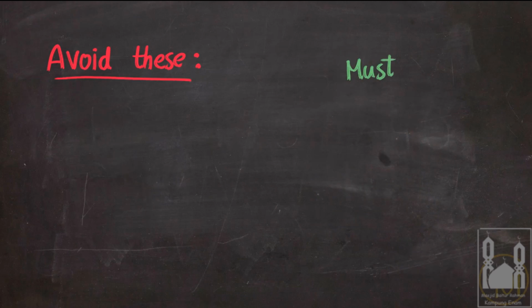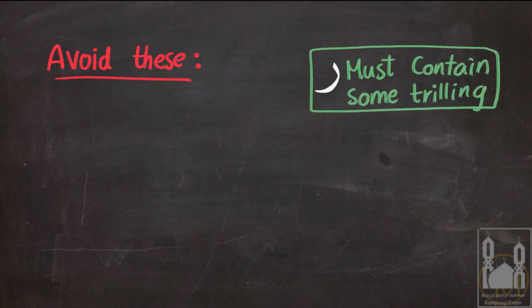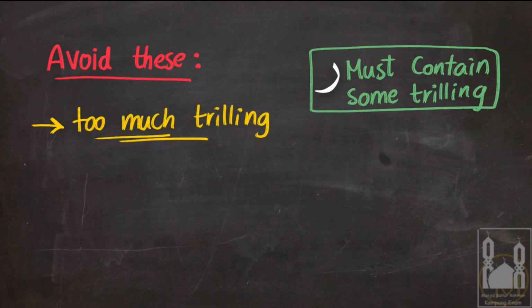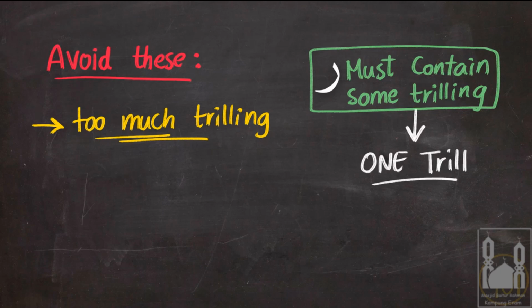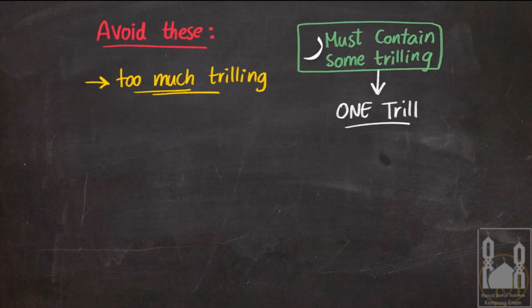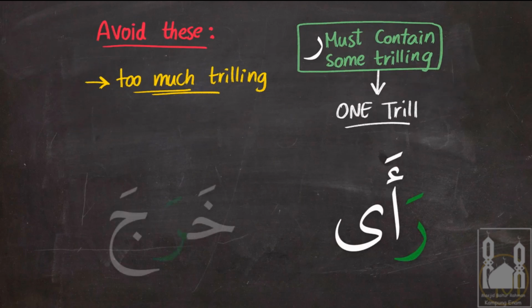Third, ra in the Quran must contain some trilling, but too much of it is also not good either. Without it, there is no ra. In fact, each ra needs one trill, which is something that we can hear in these examples. Ra'a, ra'a, kharaj, kharaj. So there is one trill.